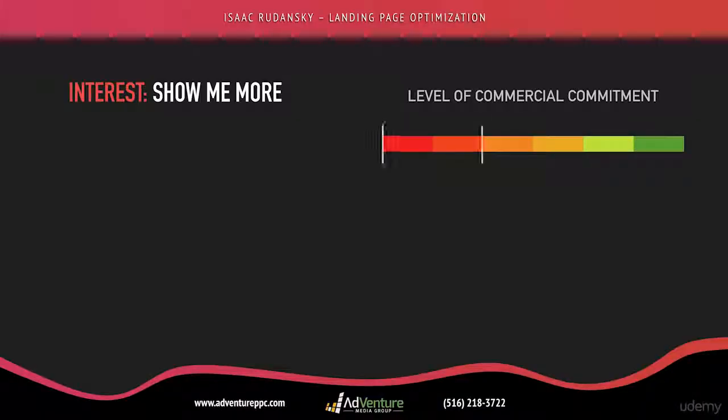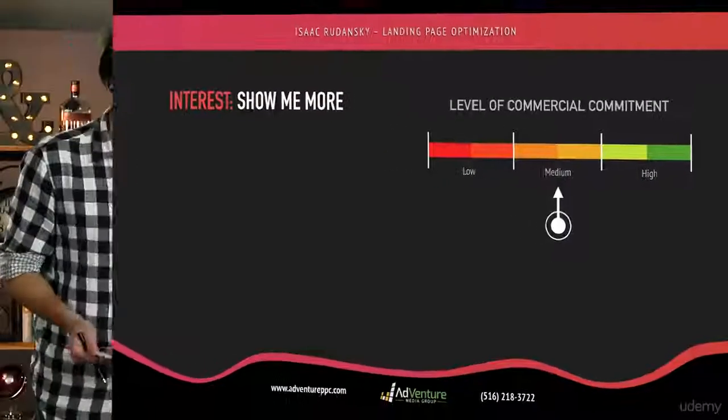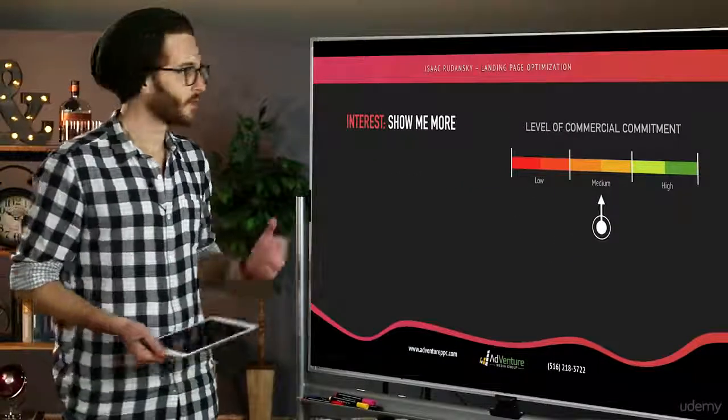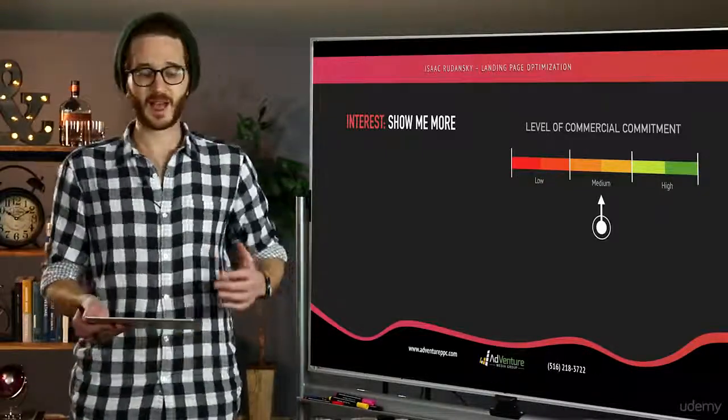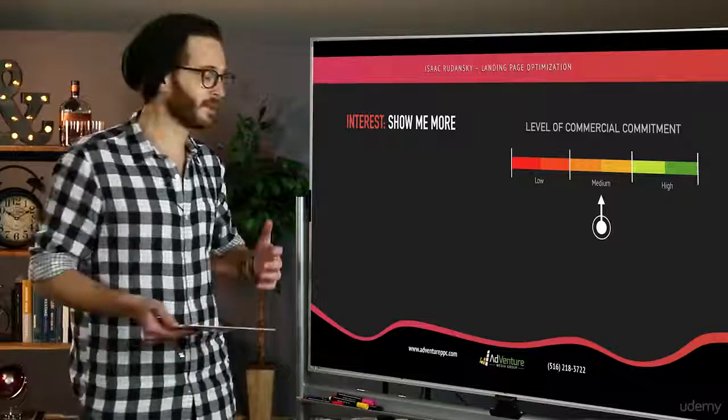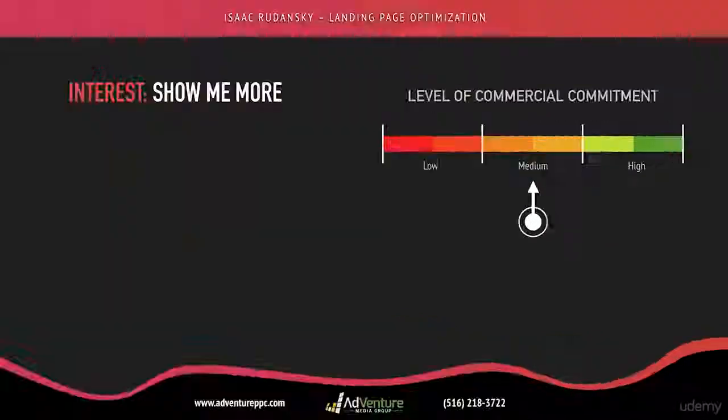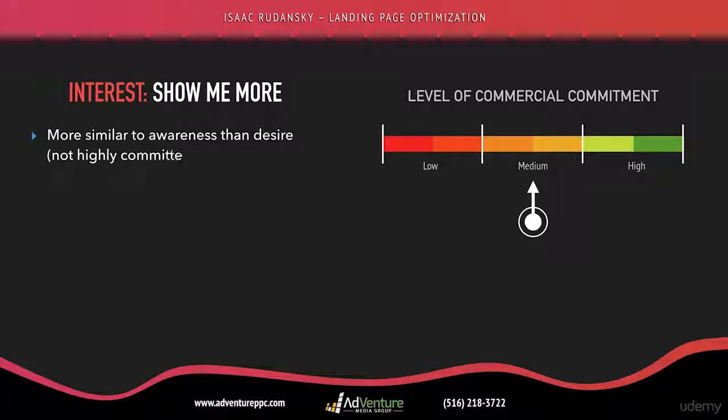So the idea here in the interest stage, we have a higher level of commercial commitment from your website visitors. People who have progressed, they are aware of your products, but now they're actually interested to learn more. They're not that highly committed yet. They haven't developed a desire for your product, but there's a medium level of interest. The interest stage is actually more similar to the awareness stage than it is the desire stage. It's really not a high level of commitment.